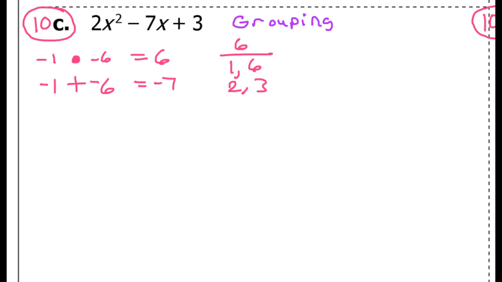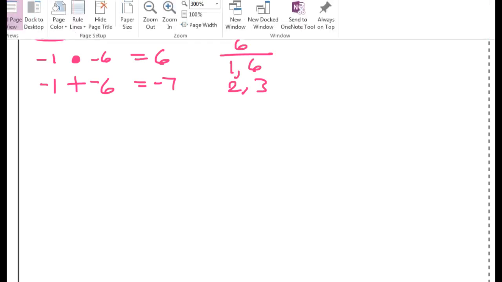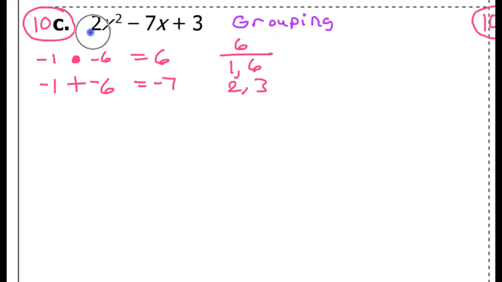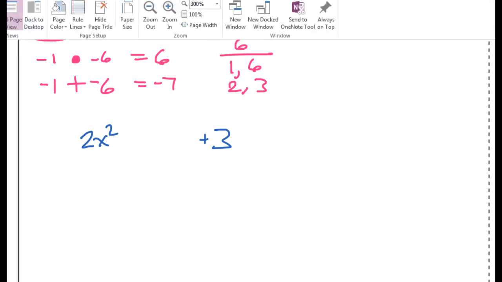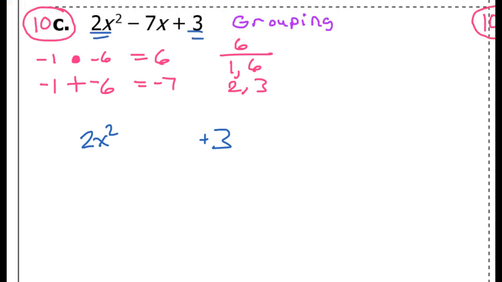But instead of making a box, here's what we do. We take the first term and we just bring it straight down. So I have 2x squared, I just brought it down. I'm going to take the last term and I'm going to bring it straight down. Boom, +3. Alright, I just brought that down. Now, the more interesting thing is the middle part.